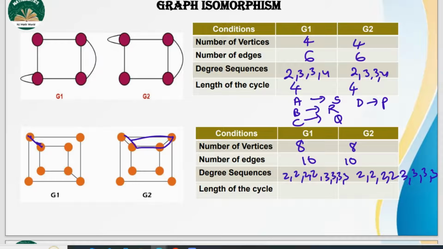If I take 2, 3, 4, 5, 6. So 6 here, we have only 1, 2, 3. If I take the other one, 1, 2, 3, 4, 5, 6, 7, 8. So here it will be 8. So the lengths of the cycles are not the same. It is not matching, therefore it is not an isomorphic graph.